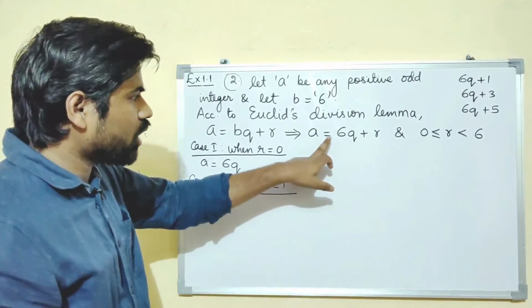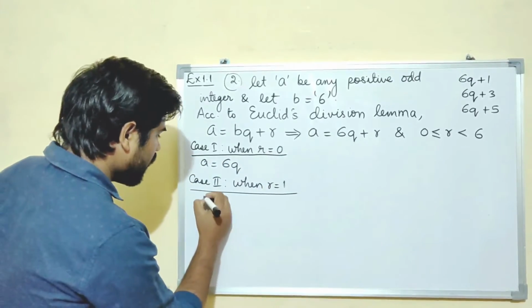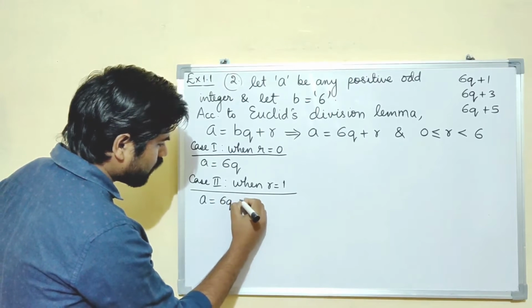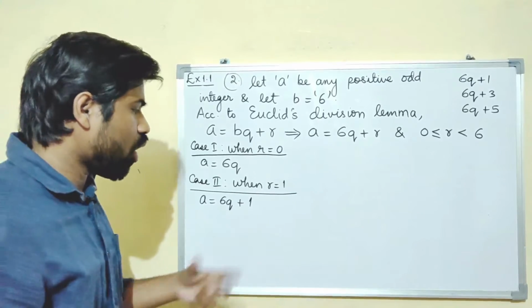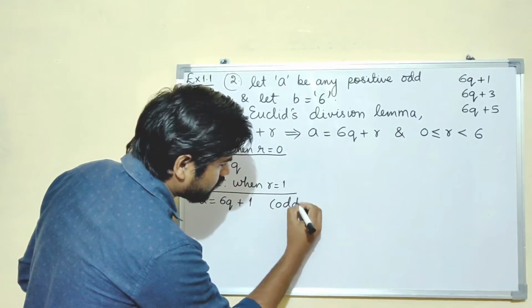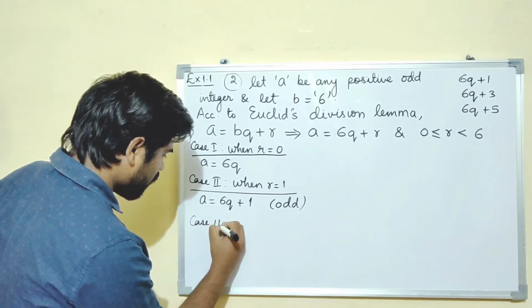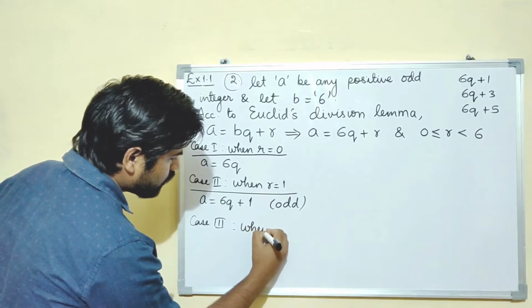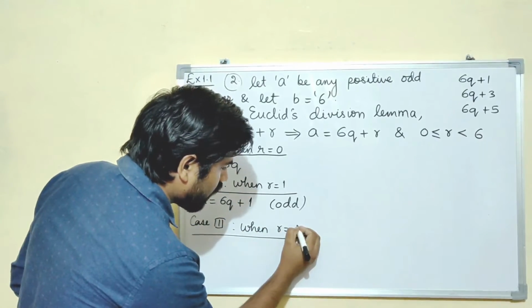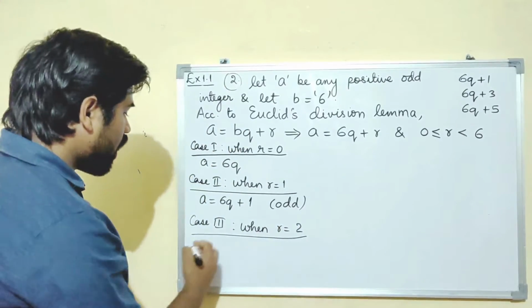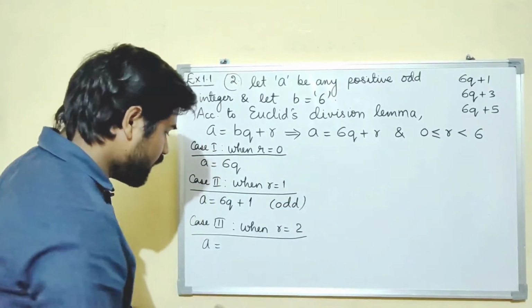Now let us see the second case, which says when r equals 1. When r equals 1, your number will become a equals 6q plus 1. Now, is it odd or even? Yes, it is odd. So we'll write it in the brackets. Now let us see the third case, when r equals 2. When r is 2, your number will become 6q plus 2.